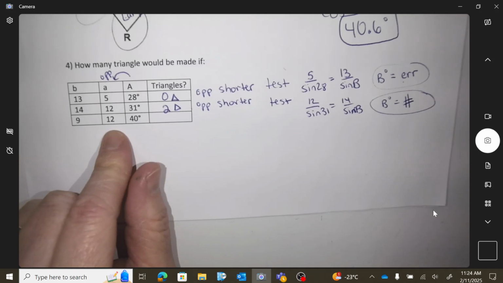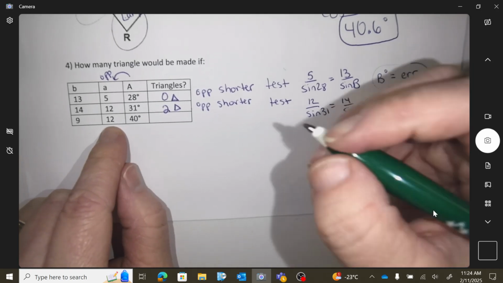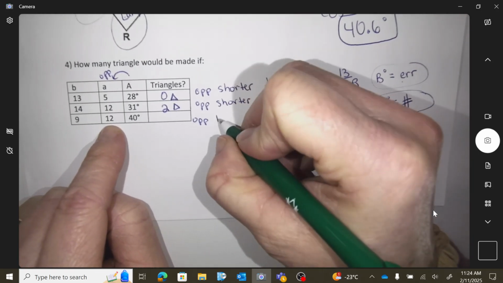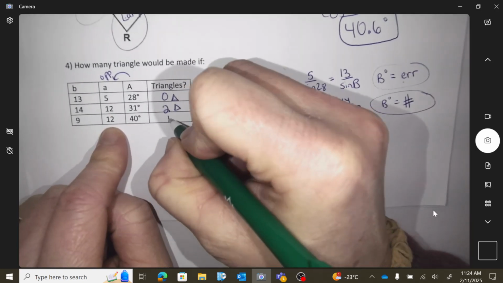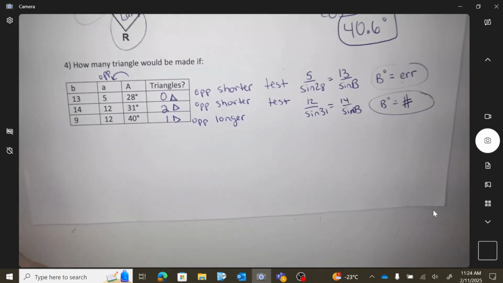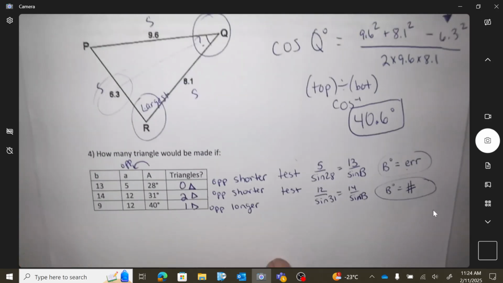And the last one, 12 is the opposite, and the opposite is longer. Guess what? Don't have to do anything. 1. Okay, so that one's the easy one.